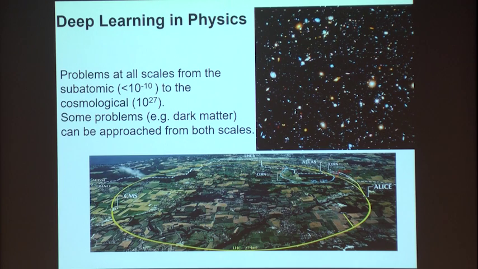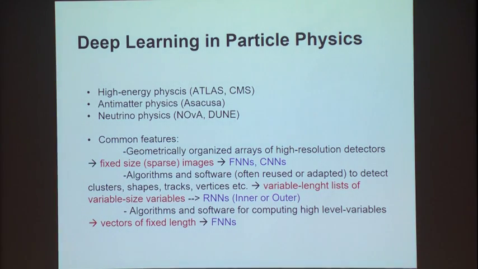Anywhere in this very large range, there are interesting problems where deep learning can be applied. Now, at the small range, we have worked on actually different problems. Most of the work has been done in high-energy physics, but I've also been working on problems in antimatter physics, detecting anti-hydrogen, or in neutrino physics. And from a machine learning perspective, all these are pretty much the same.